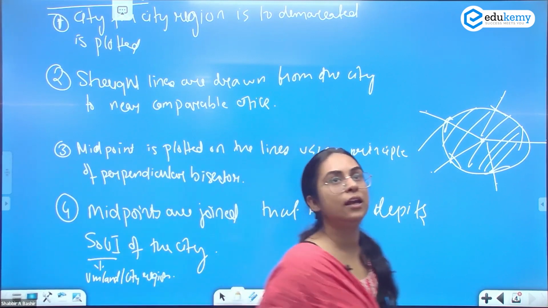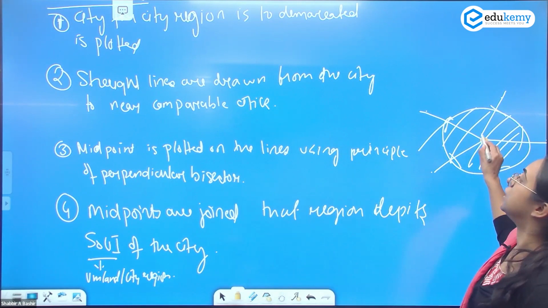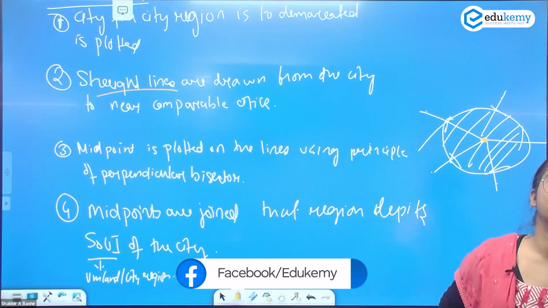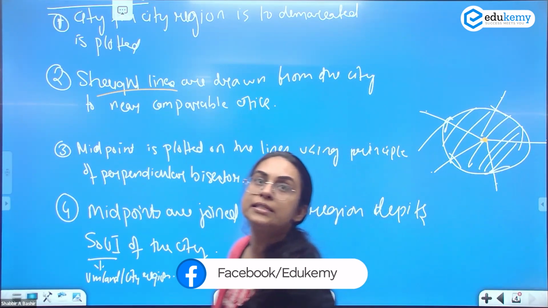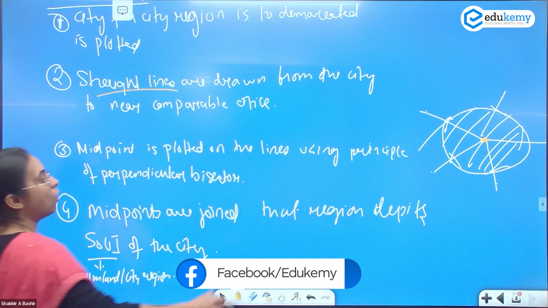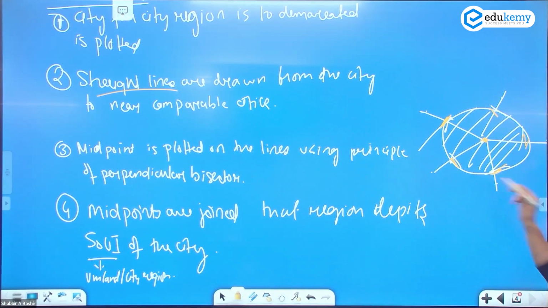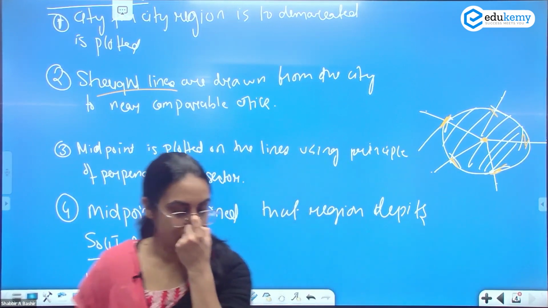Okay. A city for which a city region is to be demarcated. Straight lines are drawn from the city to the near comparable cities. Midpoint on the lines is plotted using the principle of the perpendicular bisector. The midpoints are joined. That region depicts the region of the sphere of urban influence of the city.